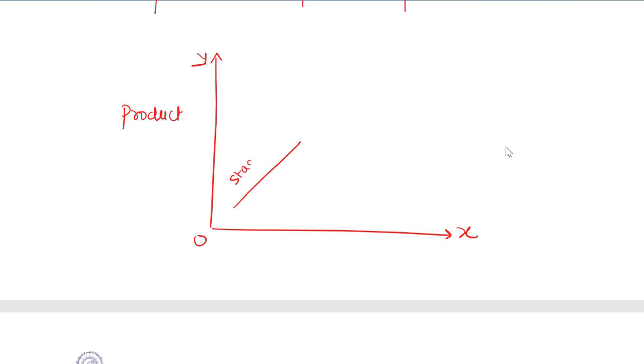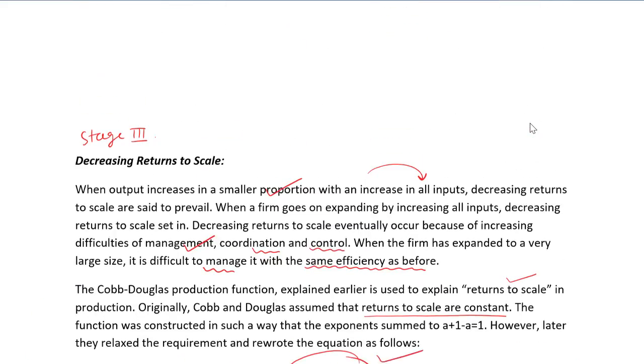Just make this graph. X, origin, Y. On the Y-axis we are showing the product. This is stage 1, that is increasing return. Then constant return, stage 2. And there is a diminishing return, stage 3. Diminishing returns. We had just studied this.